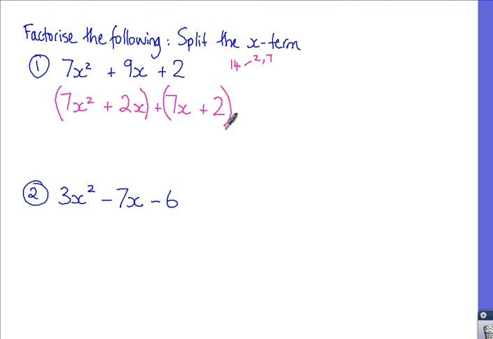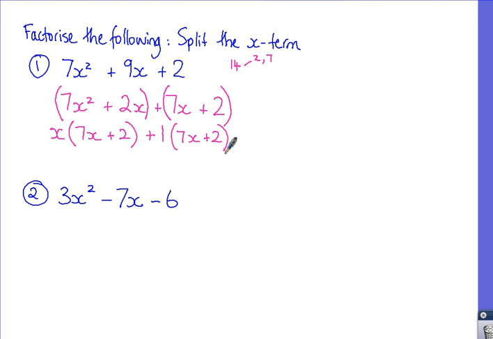Okay, so what we're going to do now is simply look for a common factor. Now in the first bracket, I have 7x squared plus 2x. My common factor is x, and that's all. So if I remove x from 7x squared, I get 7x. And if I remove x from 2x, I get plus 2. Keep the plus sign. And here, I have no common factors except for 1. So I write down 1, and I have 7x plus 2 here.